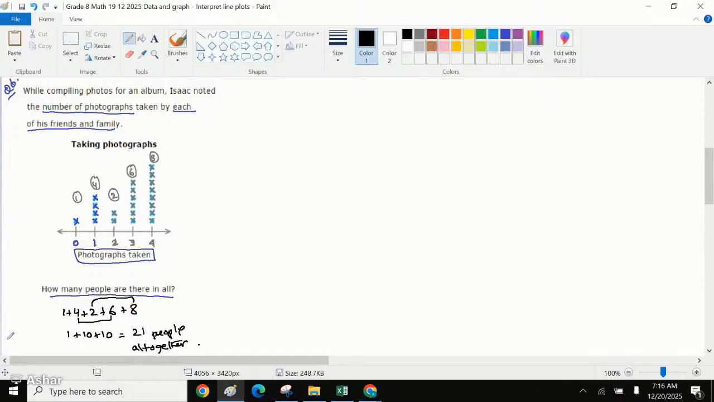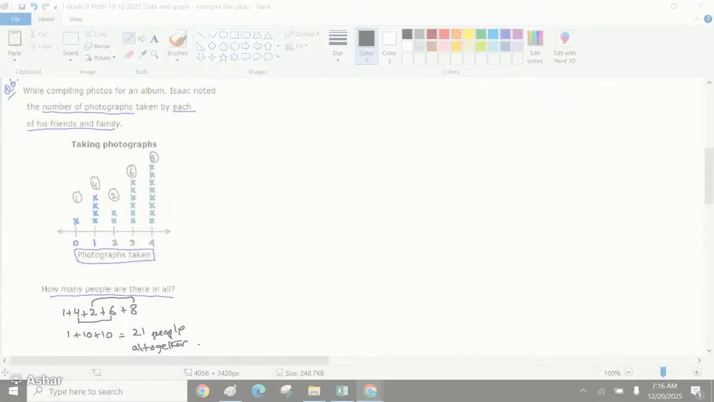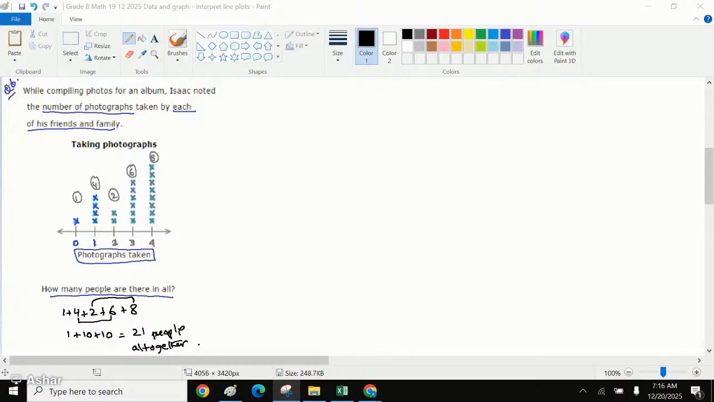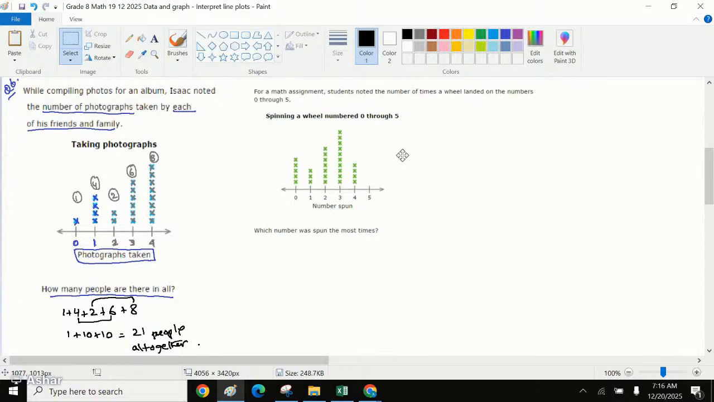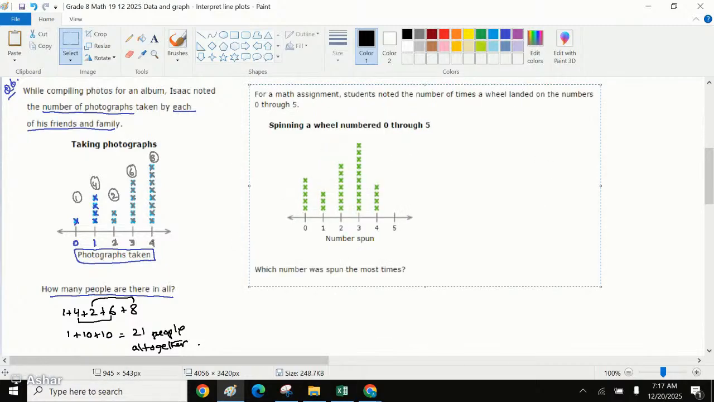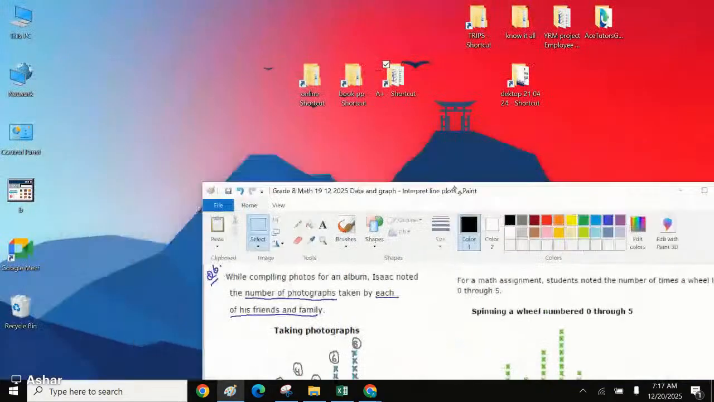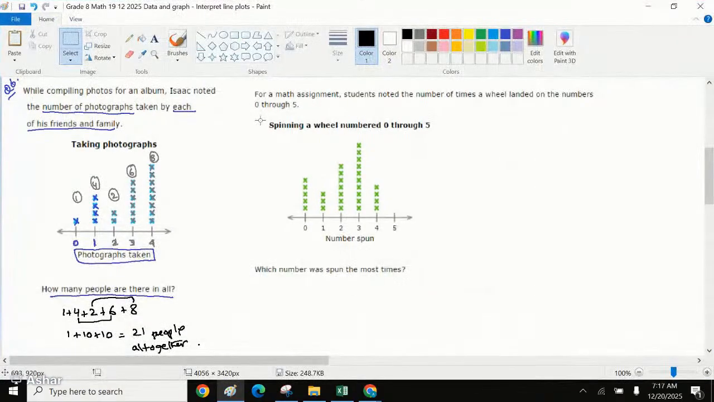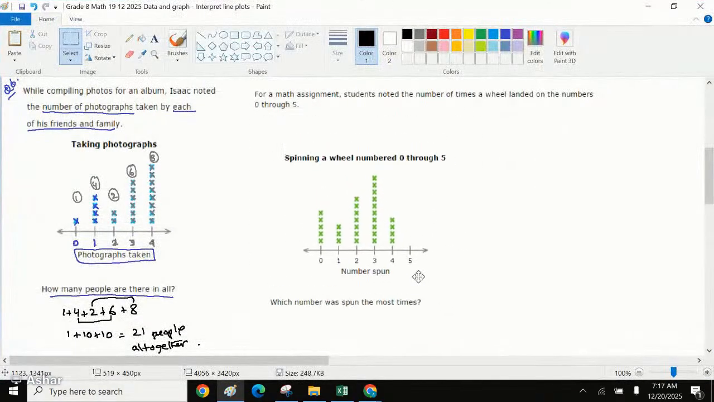Okay. Let's have the next question. In the next question, let's get the question on the screen first. It's about a math assignment. Let's see what they are asking us to do. It's a spinning wheel and we need to find some answers.